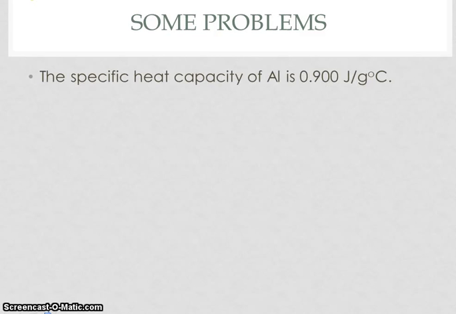So we'll look at some problems. Let's say that the specific heat capacity for aluminum is 0.900 joules per gram degree Celsius. It's an intensive property. It doesn't depend on the amount of aluminum we have. And it says that for every gram of aluminum that we want to raise the temperature 1 degree for, we would have to add 0.900 joules.